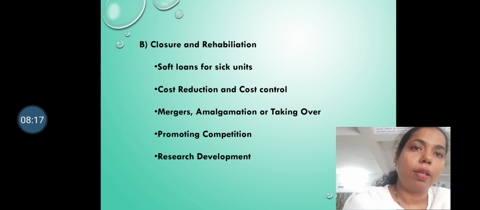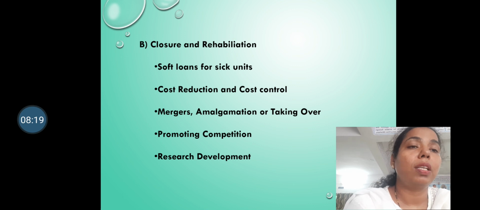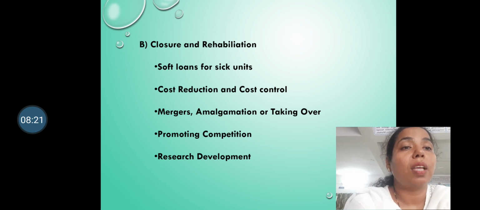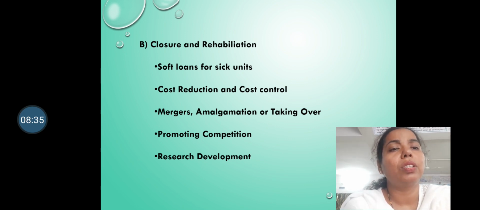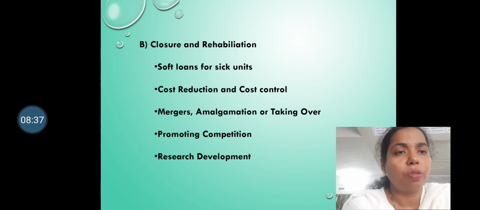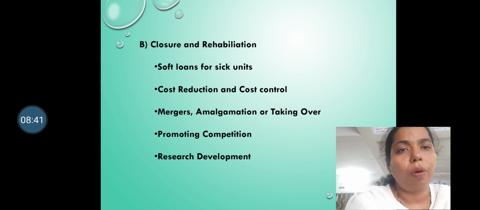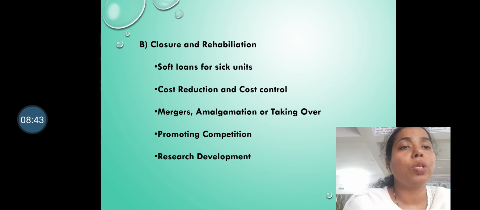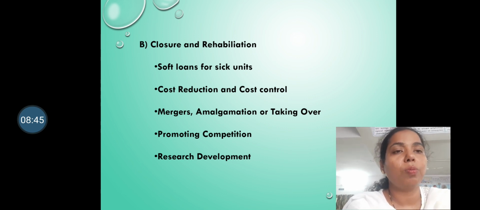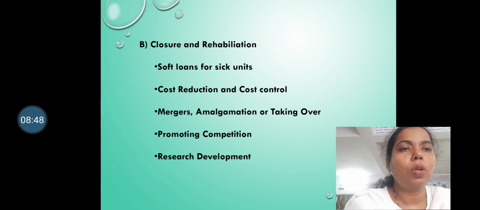Then mergers and amalgamation as well as takeover, these three schemes can be promoted. If the healthy units find that there is an industrially sick unit, and these healthy units can get different financial assistance as well as different concessions from the government, then mergers, amalgamations or takeovers can be promoted. Similarly, promoting competition.